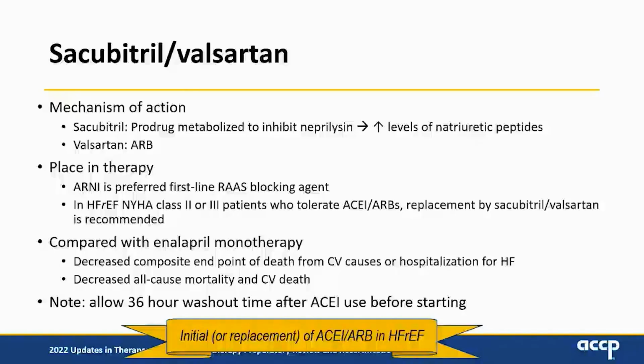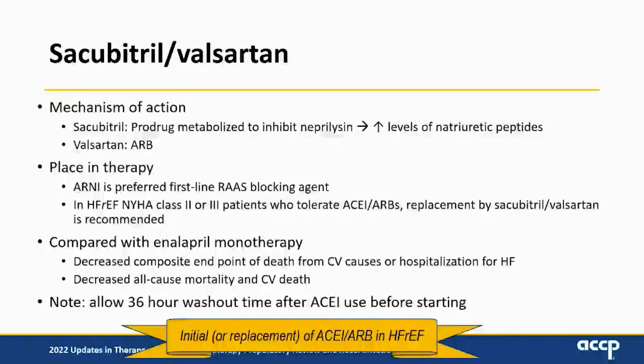If your patient's already on an ACE or an ARB, we do want to try to get them switched to an ARNI if at all possible. Of course, the main reason we might not be able to do this is usually due to cost, but it is something that we want to try to make a goal. The reason is, based on the PARADIGM-HF trial, this drug was compared to enalapril, and there were mortality reductions compared to enalapril. So this is an important step for our patients.